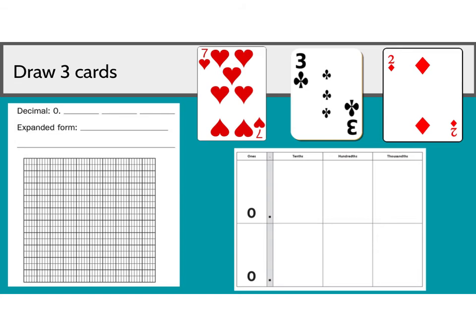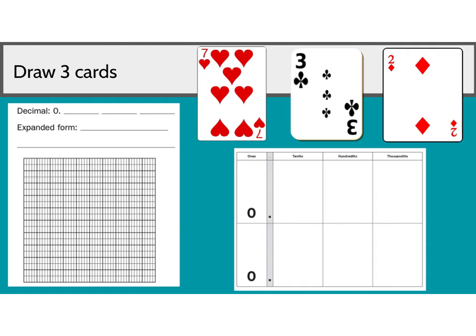So let's take a look at one of the activities that we could do. We could take a deck of cards and pull out 3 cards. So I've got a 7, a 3, and a 2 here. Now we're going to make a decimal with those 3 cards.